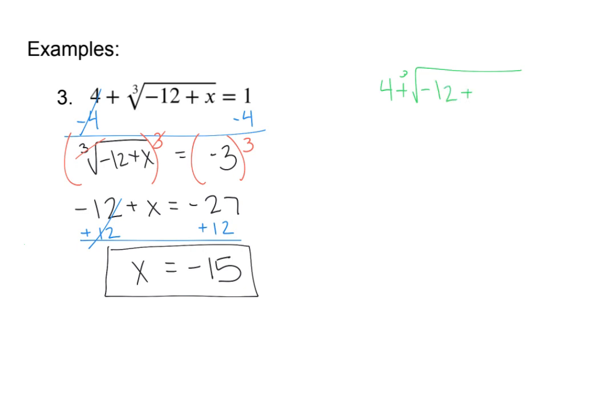Negative 12 plus negative 15. So this would be 4 plus the cubic root of negative 27. The cubic root of negative 27 is negative 3. And 4 plus negative 3 is in fact 1. You do not have to do the check because it was a cubic root and we don't have issues with negatives. But it still checks if you want to and had extra time on a test.